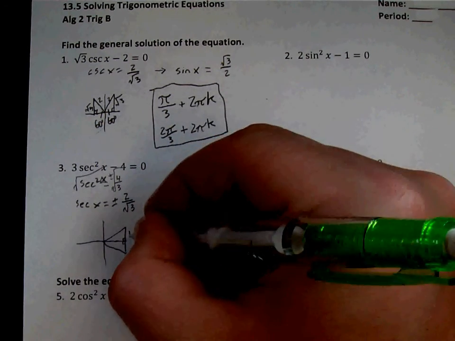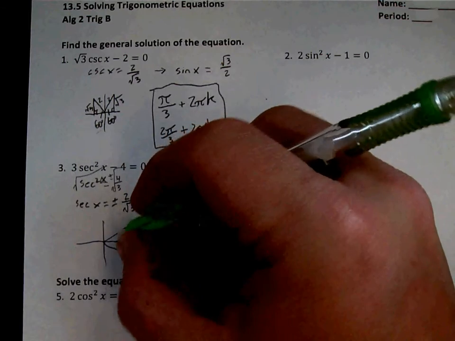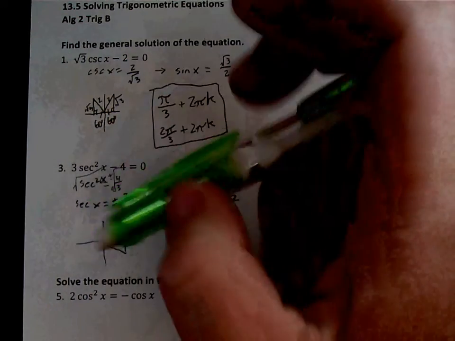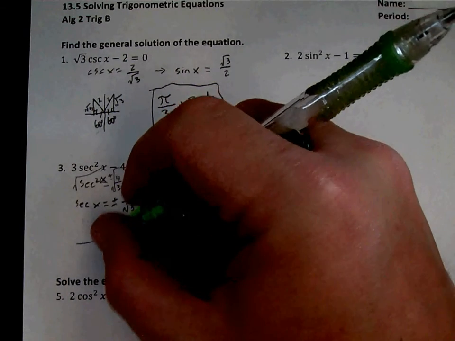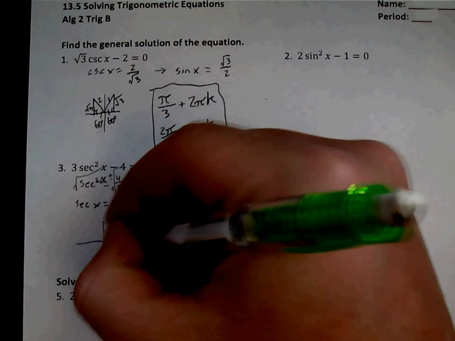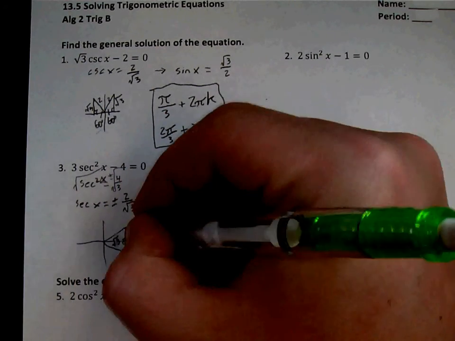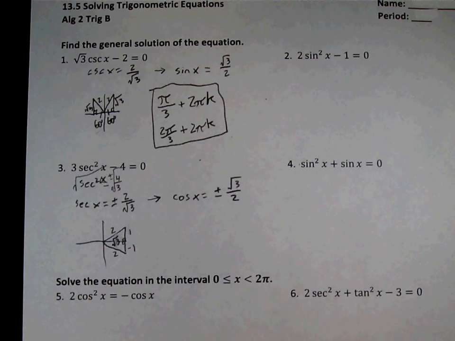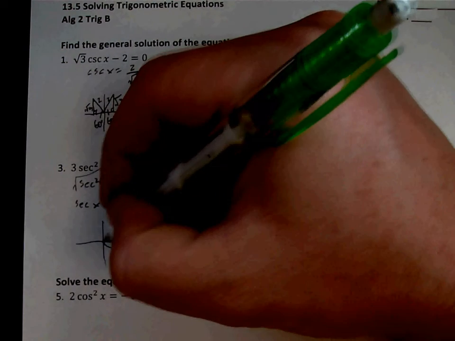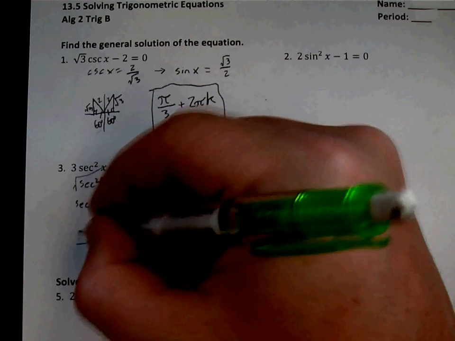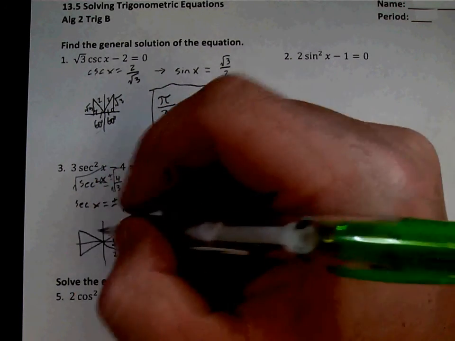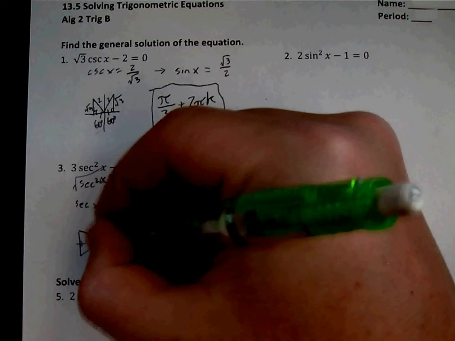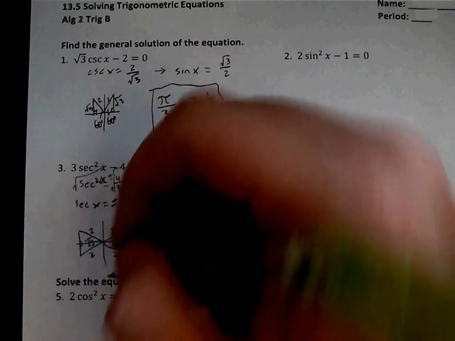So I want adjacent, since it's cosine. Adjacent is square root of 3. Then the opposite would be 1 and negative 1 if we needed to write that, but my hypotenuse is 2. Now I also have a negative. So cosine is negative in quadrant 2 as well as in quadrant 3. And so there, my adjacent would be the negative square root of 3, while the hypotenuse is 2.